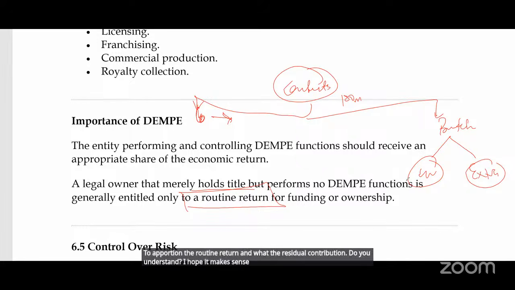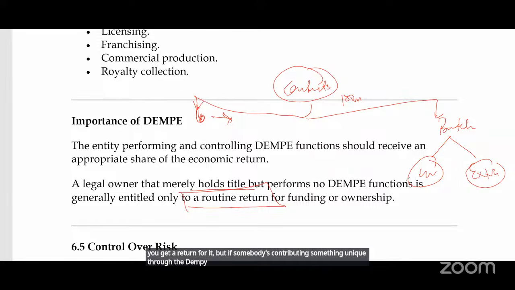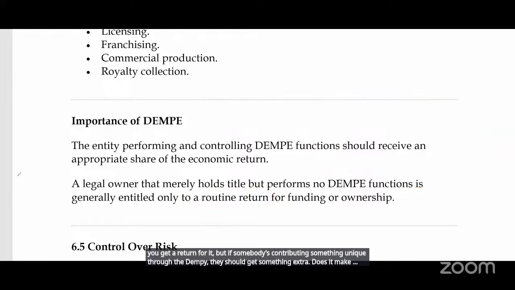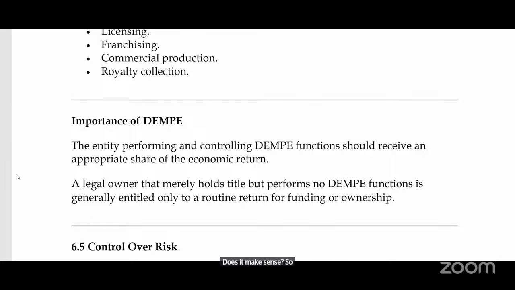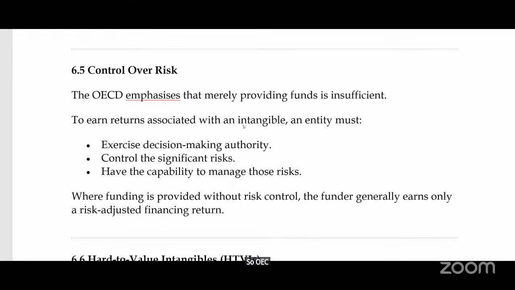So routine return means the routine functions that you are doing. You get a return for it. But if somebody is contributing something unique through the DEMPI, he should get something extra. Does it make sense? So the higher the risk, if I take more risk, I should get more return. That's simply what it is. I hope that is clear. So the OECD is more concerned about your control over risk.